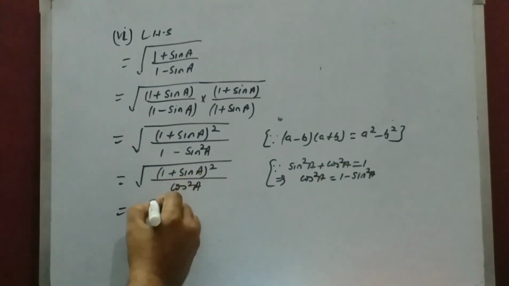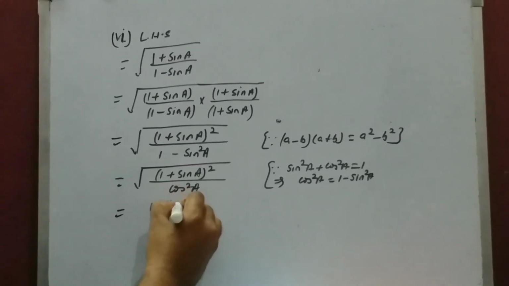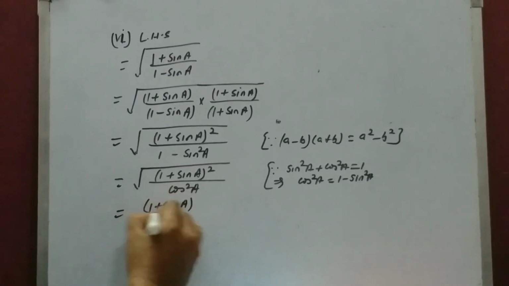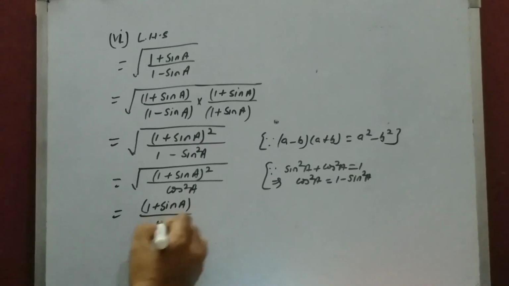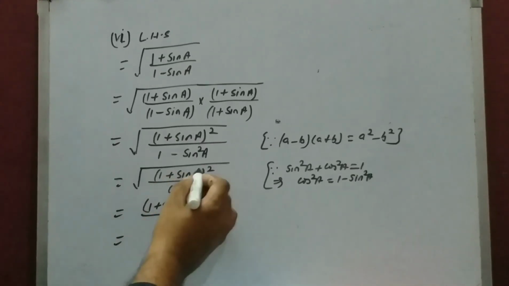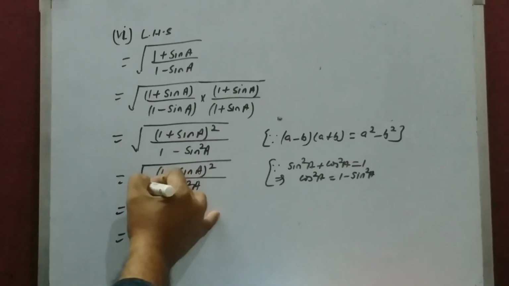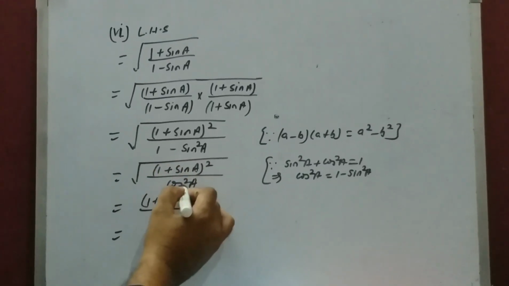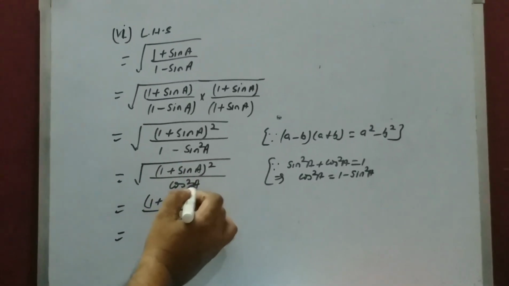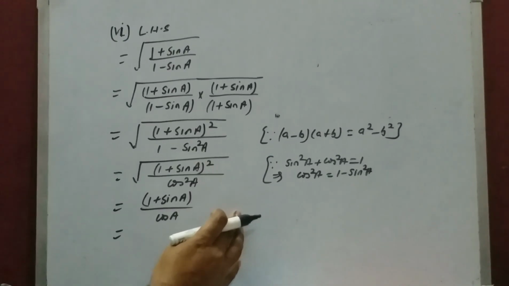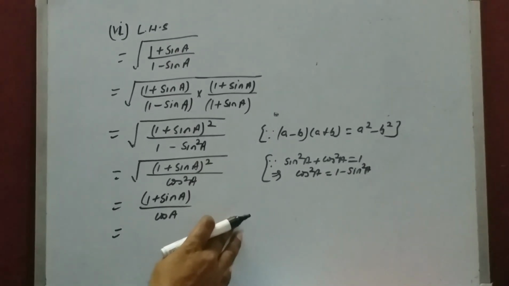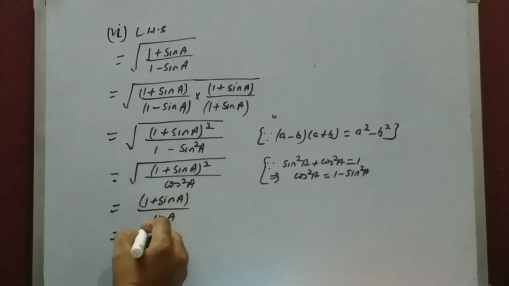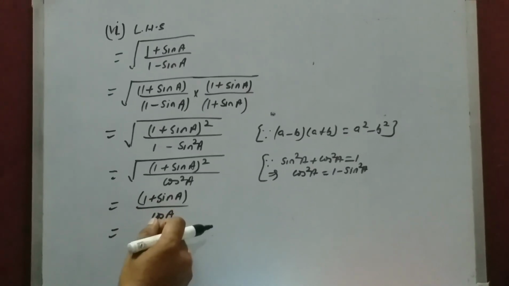Now this becomes 1 plus sine A, and this is cos A. Because this is the whole square, this will come out from the square root, and this is also a whole square, so cos A also comes out from the square root. And do the alternate. This is the RHS.